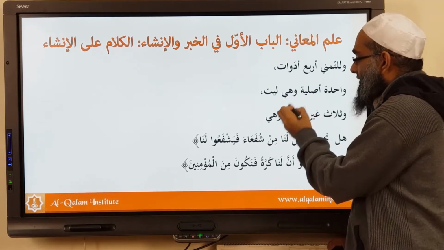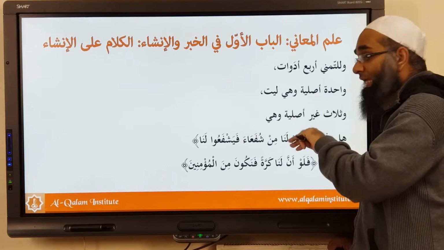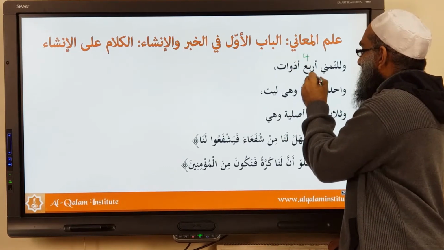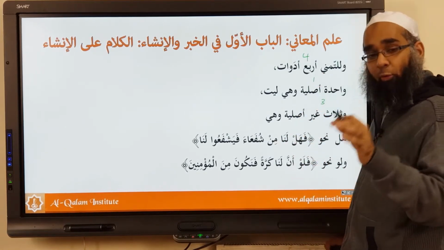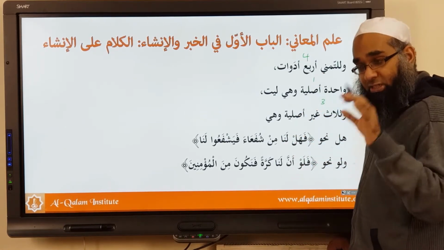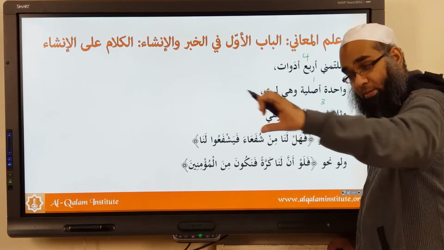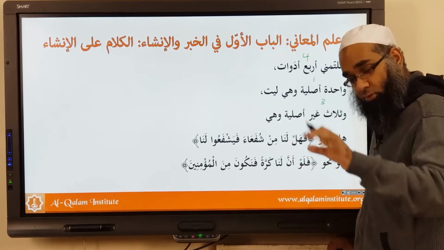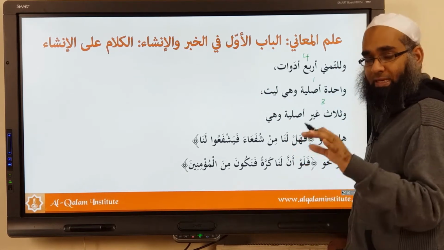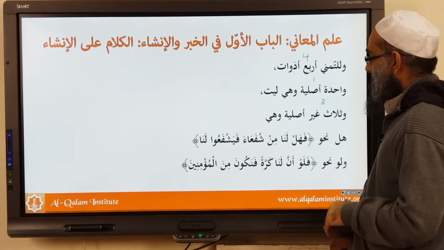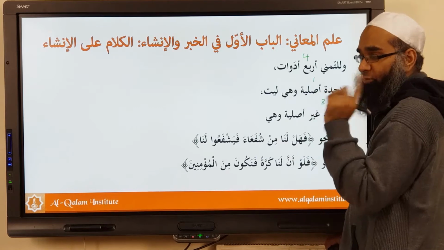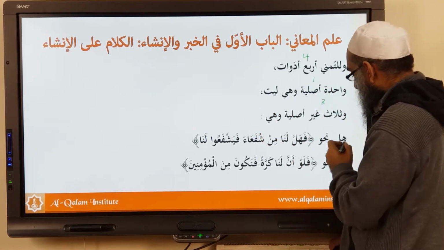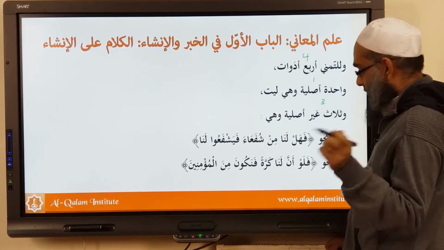وثلاث غير أصلية. And there are 3, so he said 4 altogether. So 1 is أصلية and 3 are non-asli, meaning these particles were not originally meant for tamanni, they're originally meant for other purposes. But they have been brought and are now used in the meaning of tamanni. What are these 3? وثلاث غير أصلية. And these 3 are: hal, law, and la'alla, which is coming up later on.